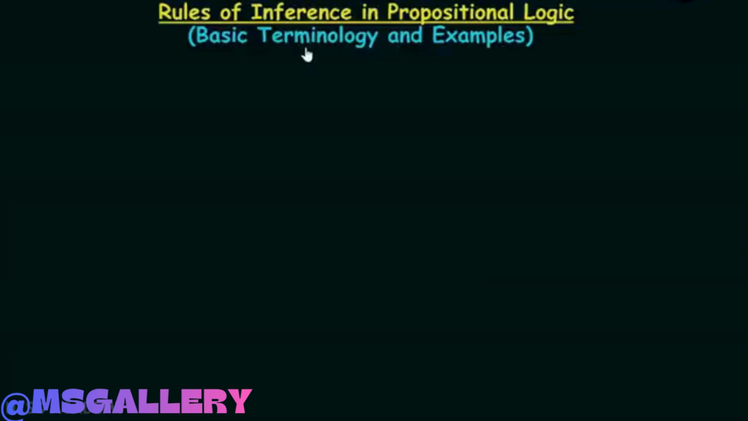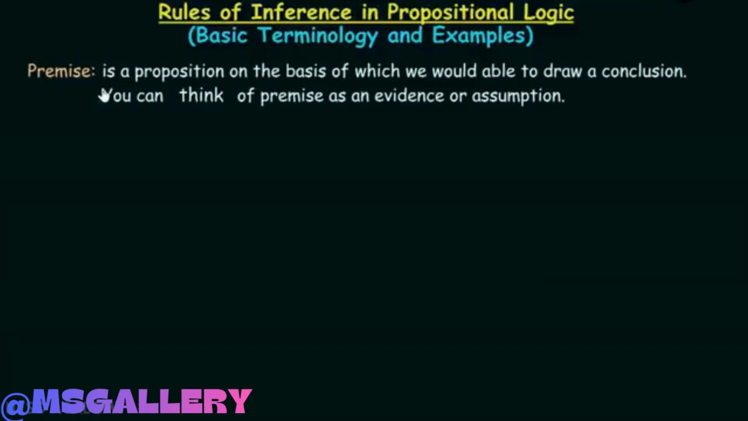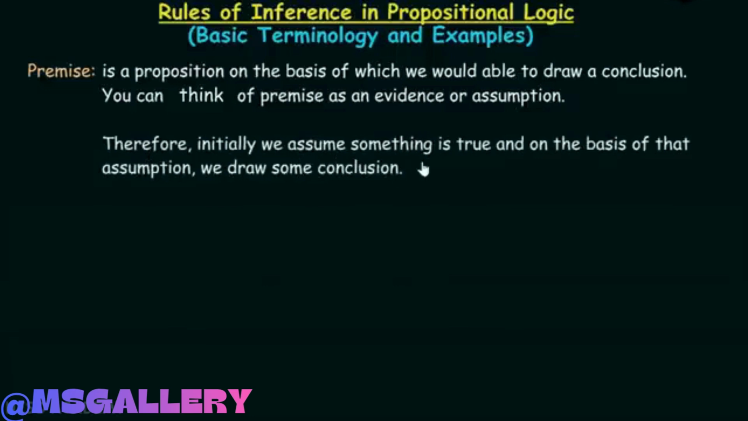Let's consider our first term, that is premise. Premise is a proposition on the basis of which we would be able to draw a conclusion. You can think of a premise as an evidence or assumption. Therefore, initially we assume something is true, and on the basis of that assumption, we draw some conclusion.